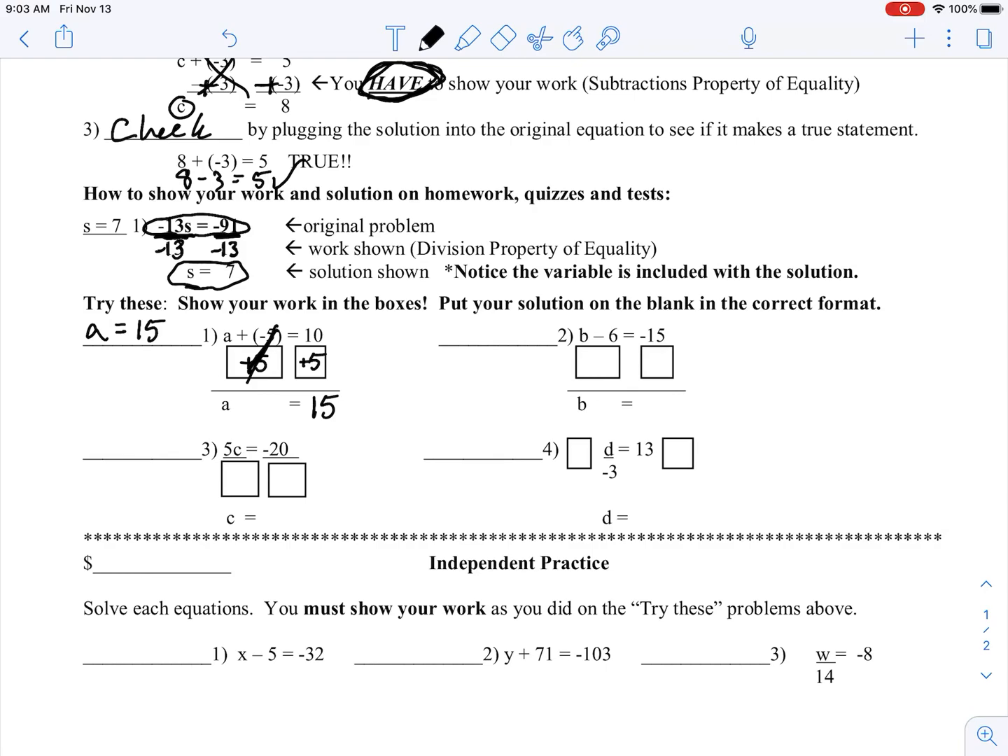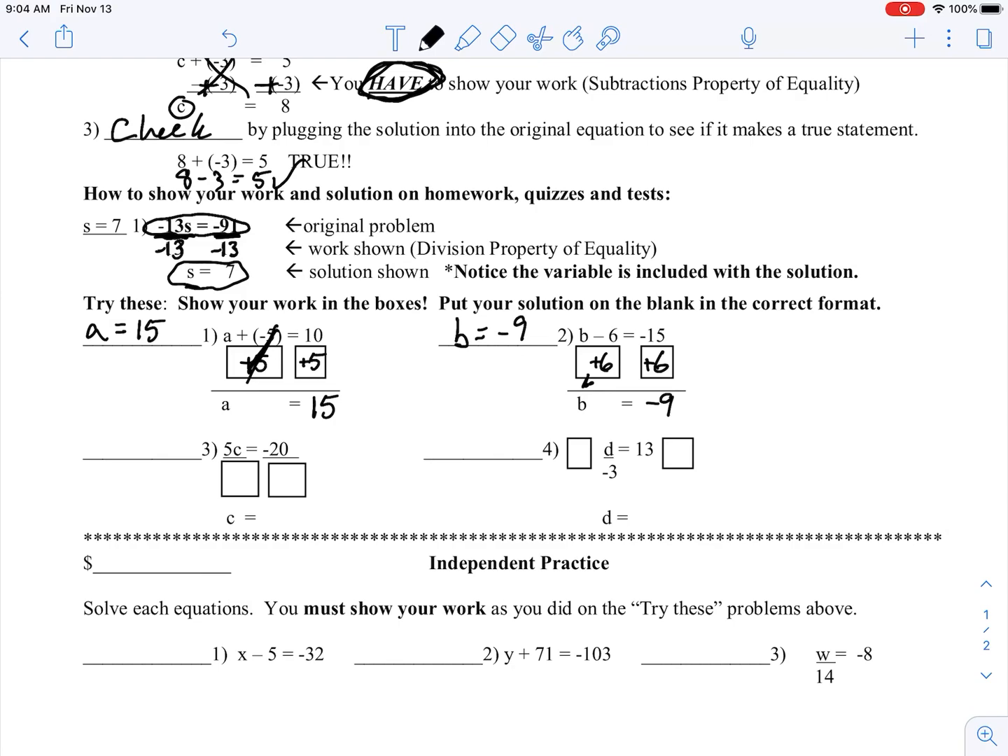Number 2, we have a subtraction problem here. So if I have b and I take away 6 and I get negative 15, well, let's see how we do that. We are going to, well, b is getting 6 taken away from it, so we're going to add that 6 back in order to get b by itself. Add 6 on this side. So b is going to be equal to, well, negative 15 plus 6 is negative 9. So b will be equal to negative 9. So we're just doing opposite operations here.